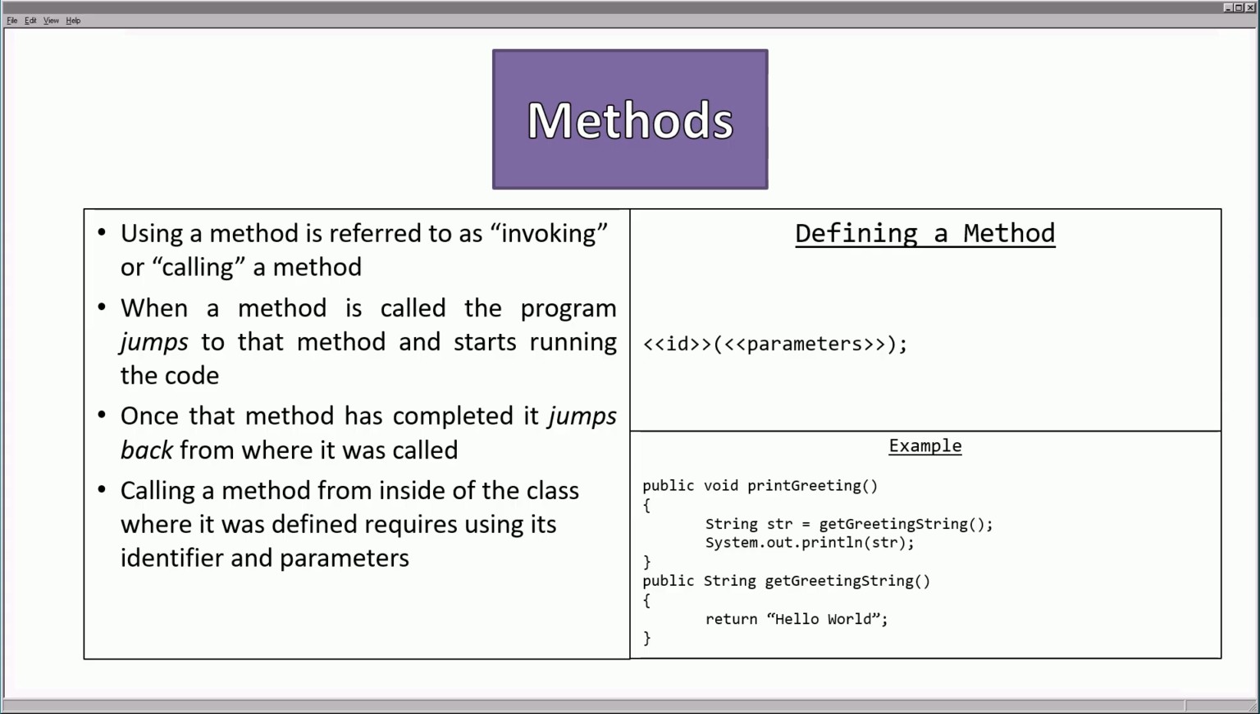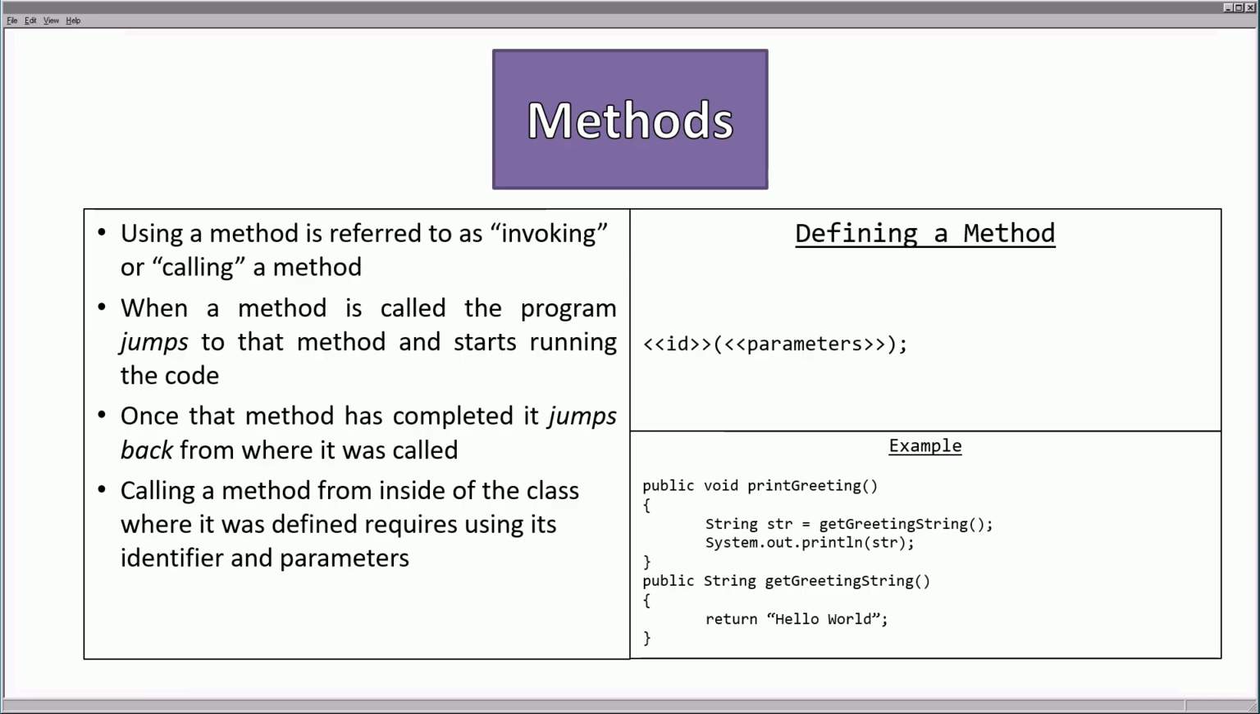Using a method is referred to as invoking or calling a method. Whenever a method is called, the program jumps to that method and starts running the code. Once that method has completed, it jumps back from where it was called. Now, whenever we're calling a method from inside the class where it was defined, this requires using the identifier of the method following its parameters, as we can see right here.